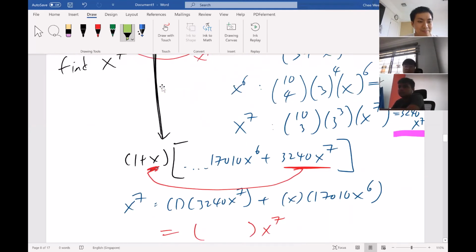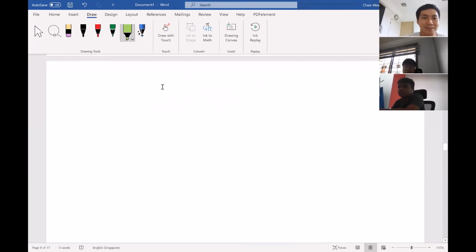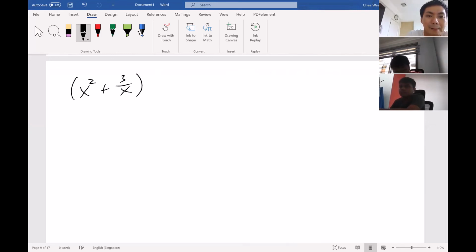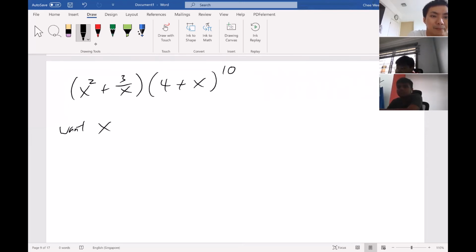All right, so just about 20 minutes left. Let's go through some of these together. If I say x squared plus 3 over x, let's say 4 plus x to the power of 10 again, then I want x to the power of 3, maybe 5 then. Pavan, you take this. What do you think are the steps that go through your head when you come to this? First you have to do the 4 plus x.